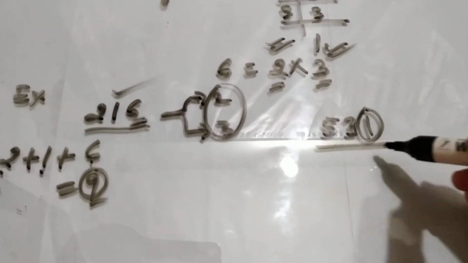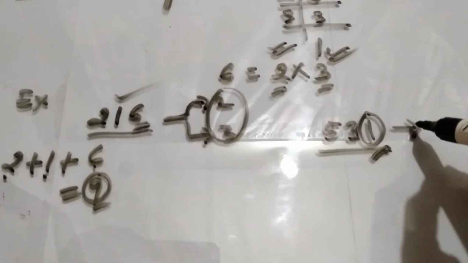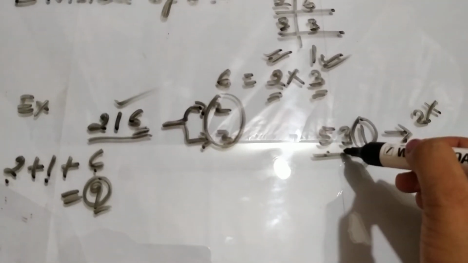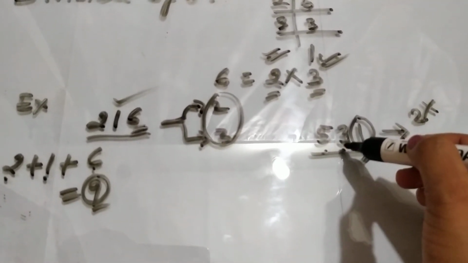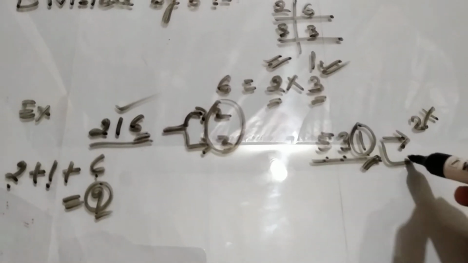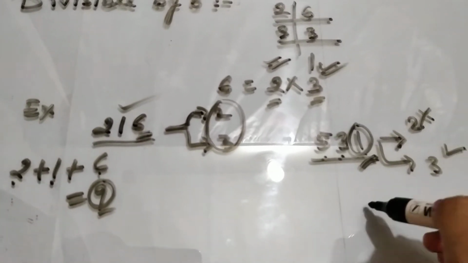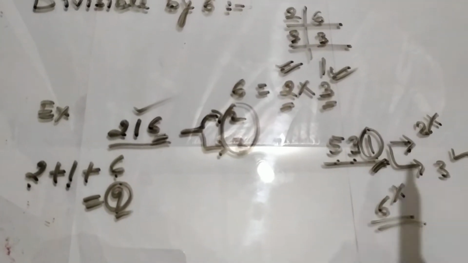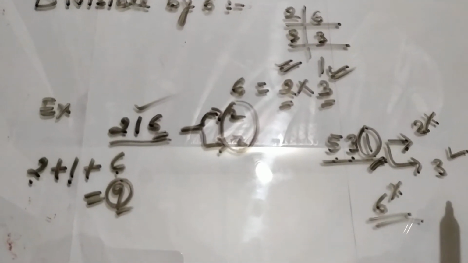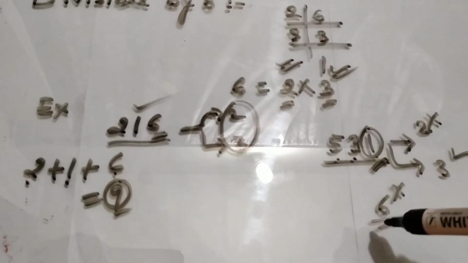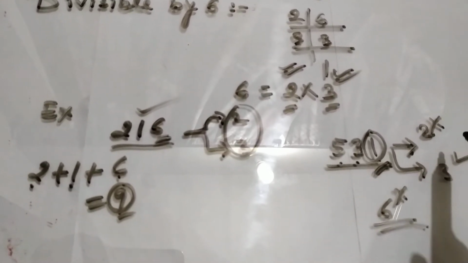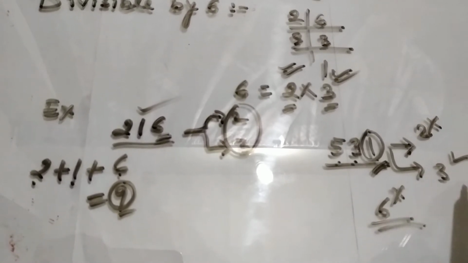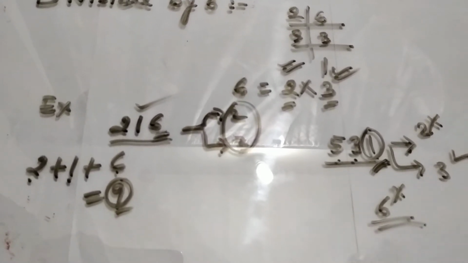The unit digit, or last digit, is 1, so it is not divisible by 2. 5 plus 3 is 8, 8 plus 1 is 9. It is divisible by 3 but not 2, so it is not divisible by 6. We have to check that the number is divisible by both numbers, then the number is divisible by 6. If it is divisible by 2 but not 3, it is not divisible by 6. If it is divisible by 3 but not 2, it is also not divisible by 6.